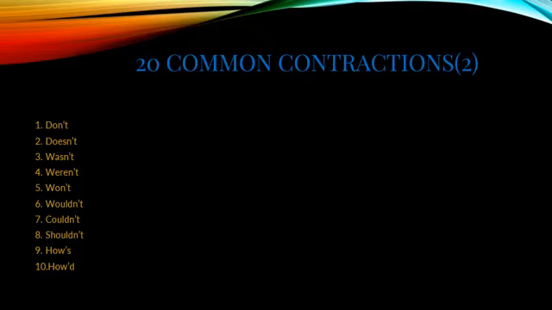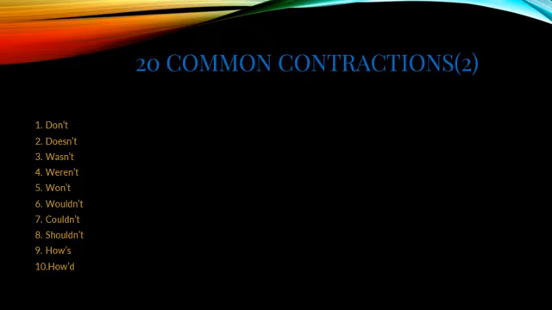Number 1, don't stands as a contraction for do not. Don't talk loudly. And then we have doesn't, which stands as a contraction for does not. She doesn't want to do this now. The third one, wasn't, which stands as a contraction for was not. 4, weren't, for were not. Number 5, won't, for will not. And then number 6, wouldn't for would not, shouldn't for should not.